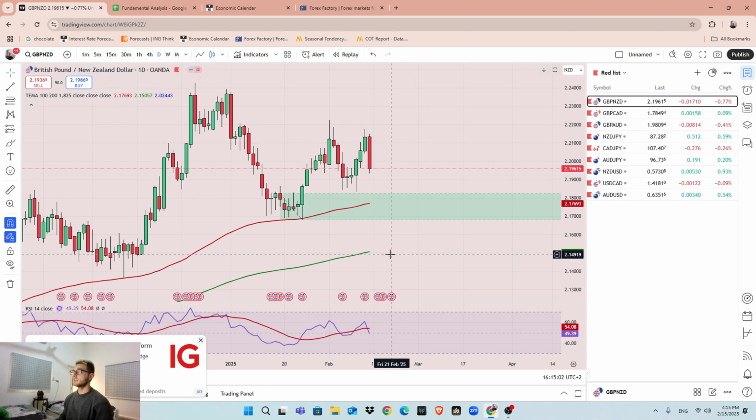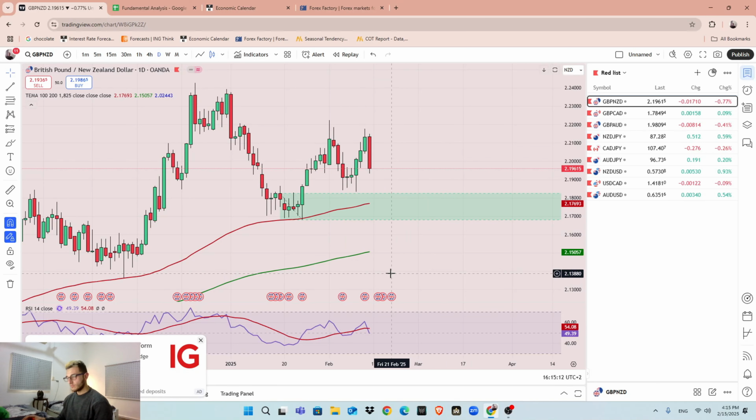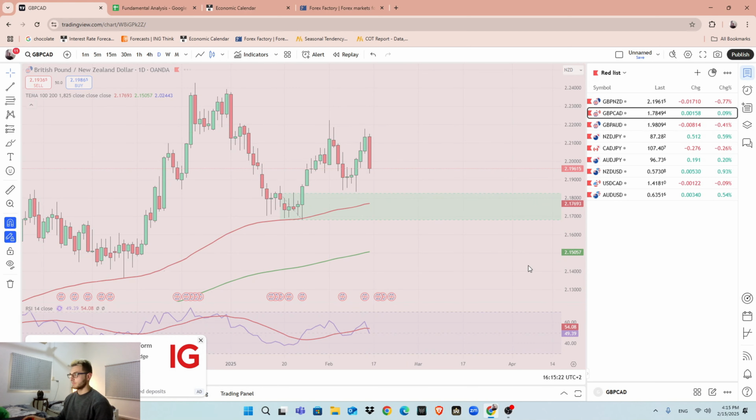Hopefully pound New Zealand dollar will give us a great trade opportunity during Tuesday, Wednesday, or even Friday. Hopefully we shall see next week what will happen, and we will get a trade opportunity coming into next week on the pound New Zealand dollar.